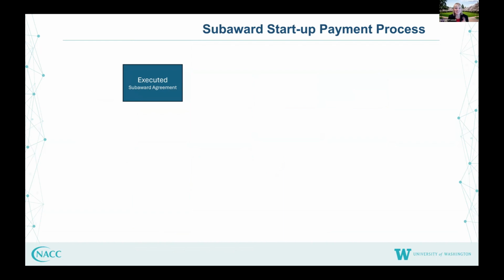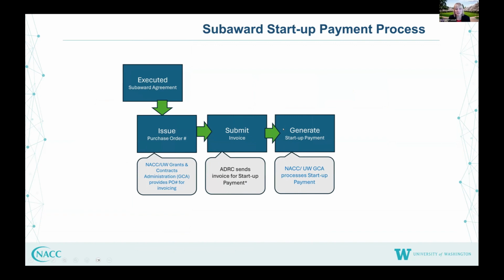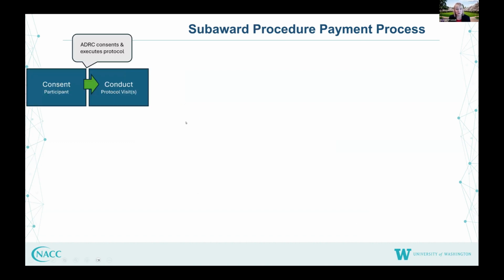Next, I'll review the second aspect of the subaward process, so getting paid. The first payment or the startup payment is pretty straightforward. After the subaward agreement is executed, NACC will issue your purchase order number and you'll be able to submit your invoice. That startup payment includes startup costs, outreach costs, and your fixed personnel costs. And then NACC will generate your startup payment at that time. So that one's pretty straightforward.